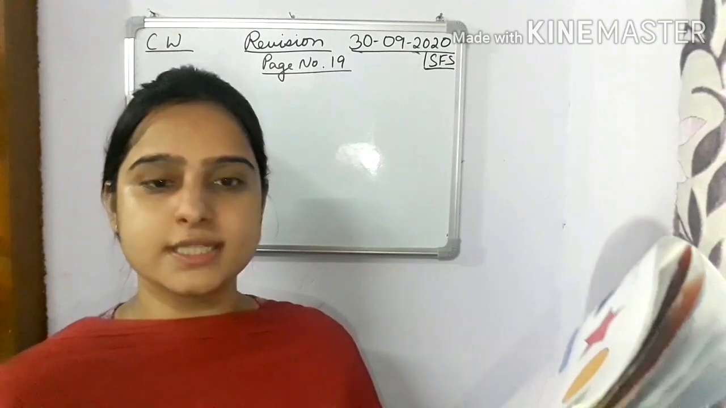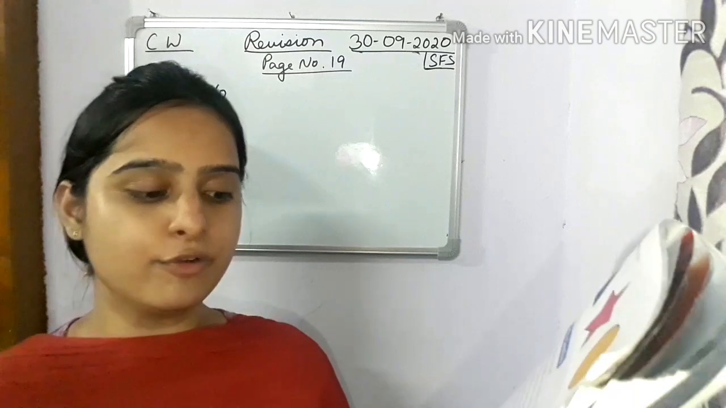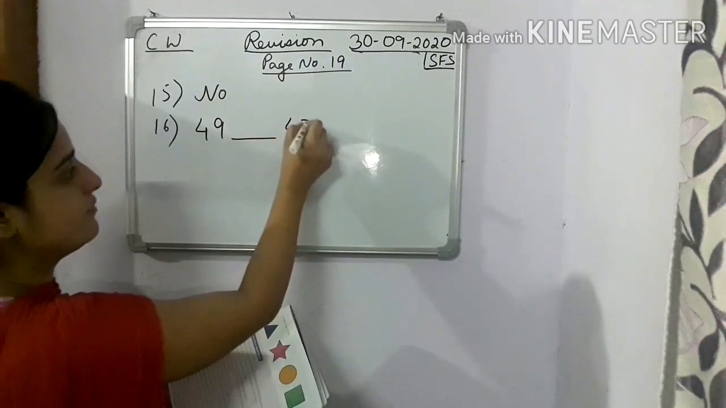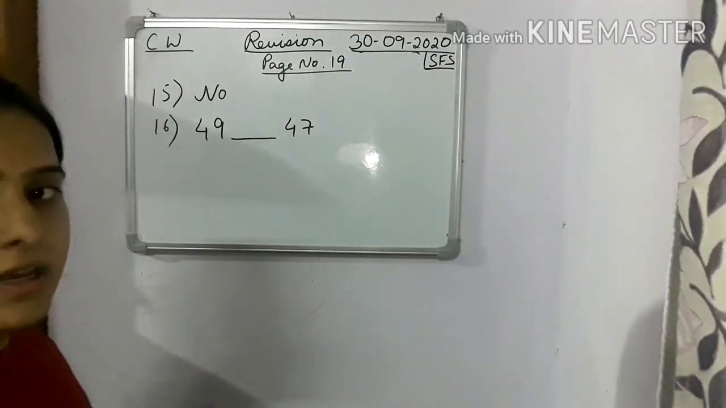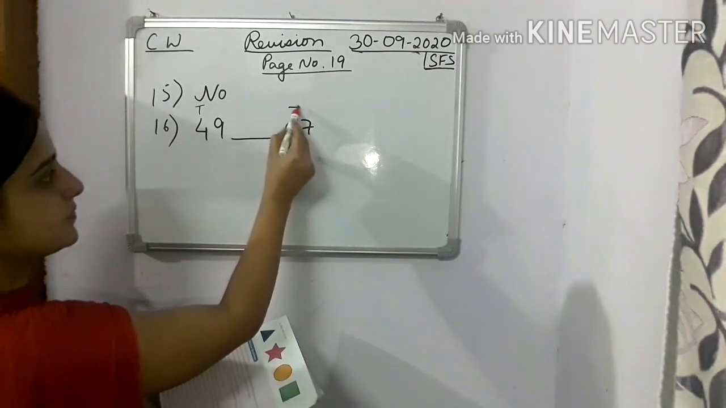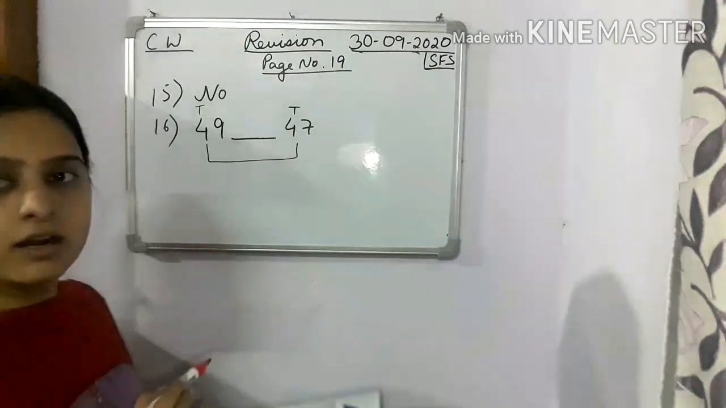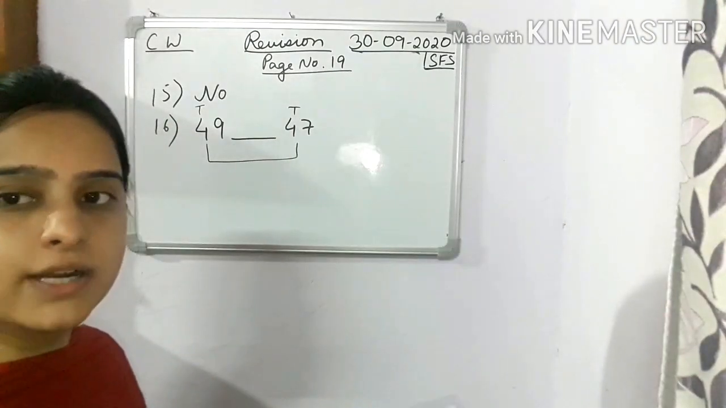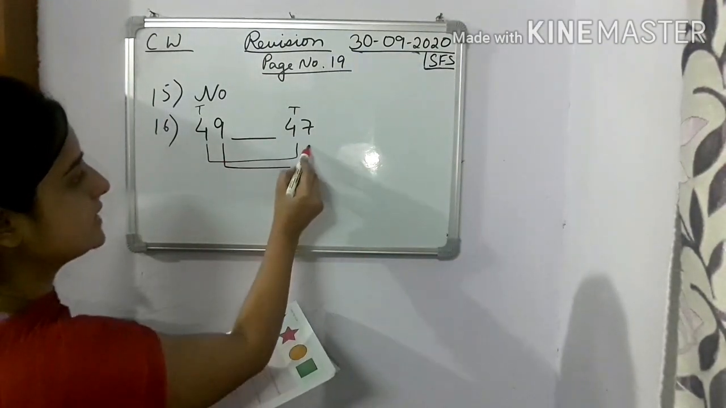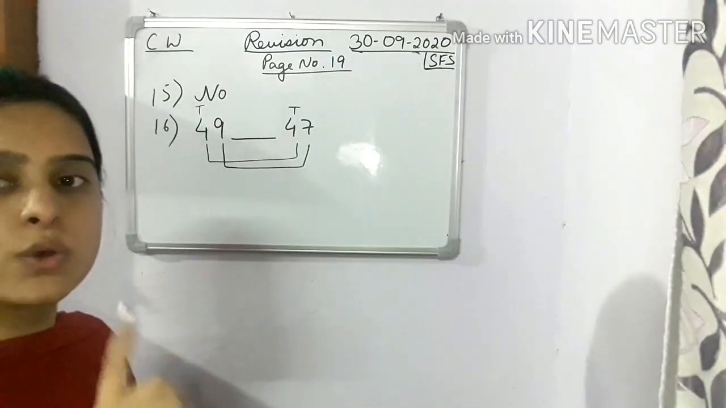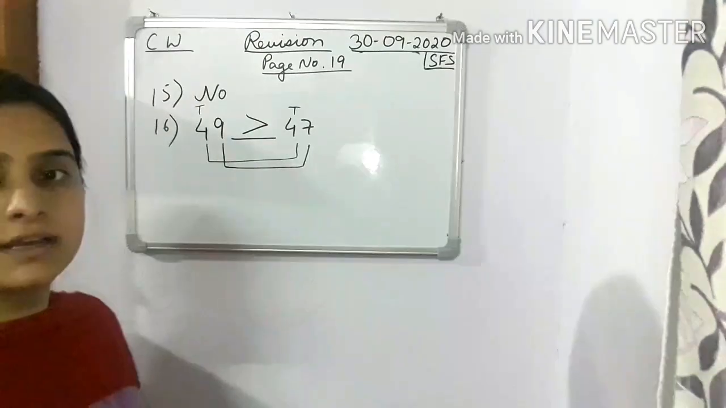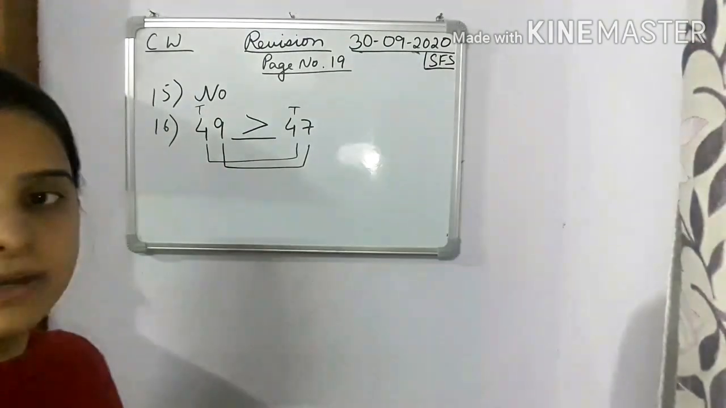Next, compare 49 and 47. So how will you compare, children? First we compare the number in tens place. So in tens, children, both are 4. If both are 4, then we will move to the ones place. So here it is 9 and here it is 7. Which one is the bigger? 9 is bigger. That means the number 49 is greater than 47. Clear?